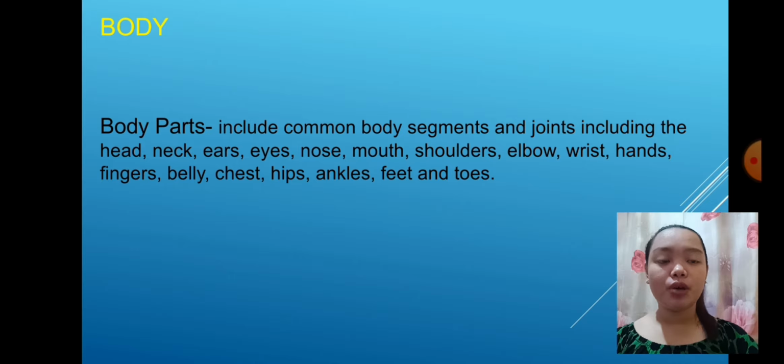It includes common body segments and joints including the head, neck, ears, eyes, nose, mouth, shoulders, elbow, wrist, hands, fingers, belly, chest, hips, ankles, feet, and toes.